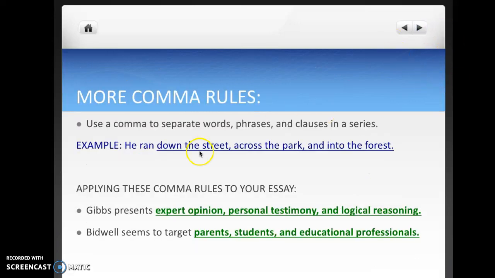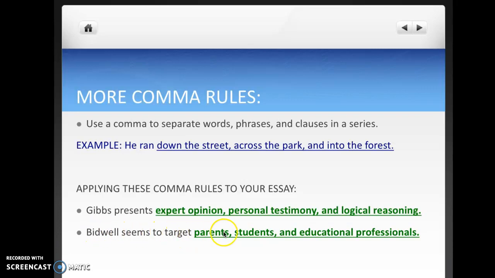Here's some more comma rules. You want to use a comma to separate words, phrases, and clauses in a series. So an example would be, he ran down the street, comma, across the park, comma, and into the forest. If you were to apply these kinds of rules to your essay, then you would put Gibbs presents expert opinion, comma, personal testimony, comma, and logical reasoning. Those are 3 different types of evidence.